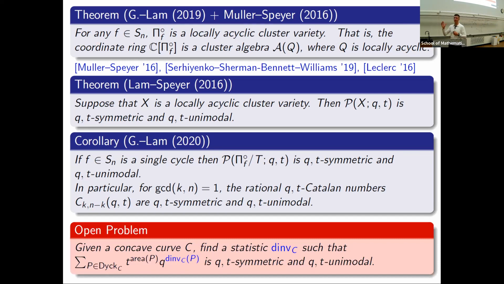Let's say I give you a concave curve and you have your computer. Can you guess the statistic, which depends on the concave curve, such that this sum is q,t symmetric? That's it. Can you find a natural, dinv-like statistic on Dyck paths which makes this sum q,t symmetric? And yeah, I tried that and couldn't do anything. So that's one open problem.